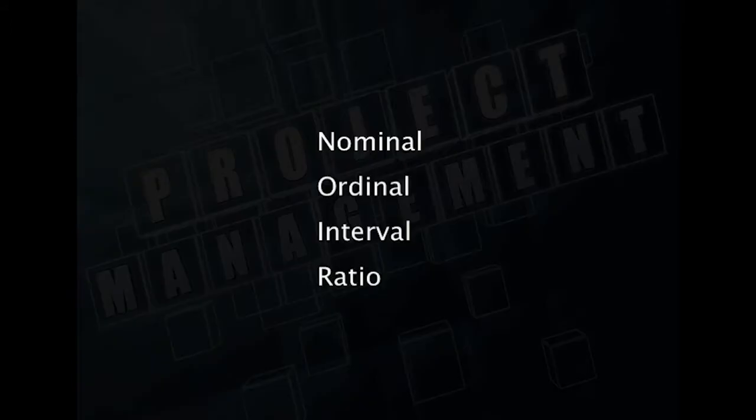Scales of measurement refers to the type of variable being measured and the way it is measured. That includes nominal, ordinal, interval, and ratio. Nominal is mutually exclusive and logically exhaustive categories. Example, marital status, gender, group membership, religious affiliation.